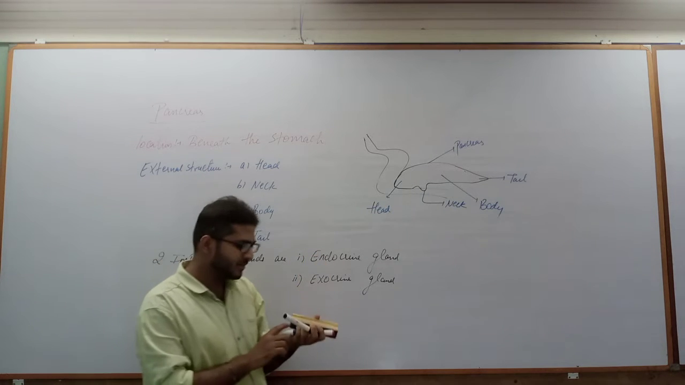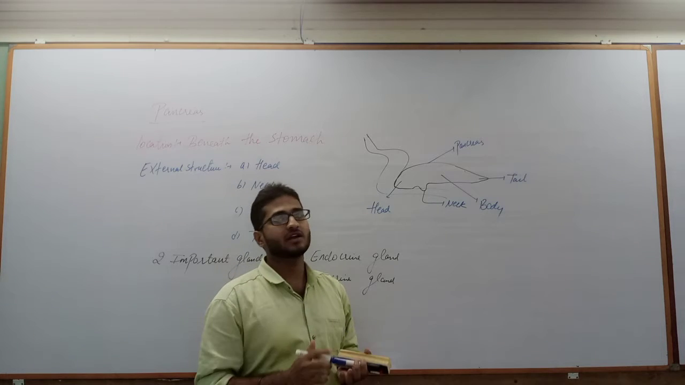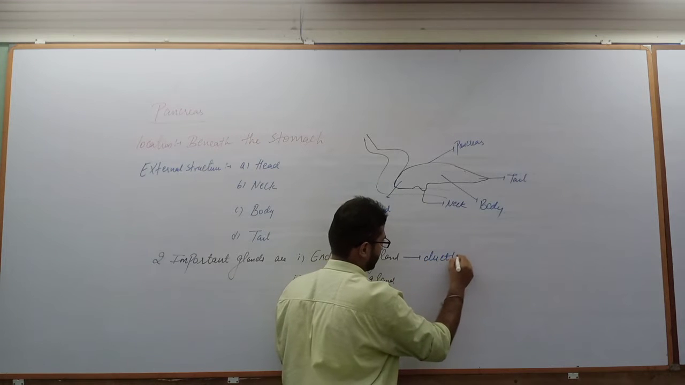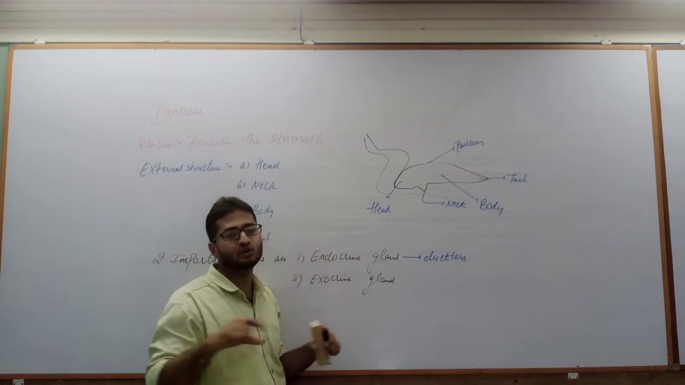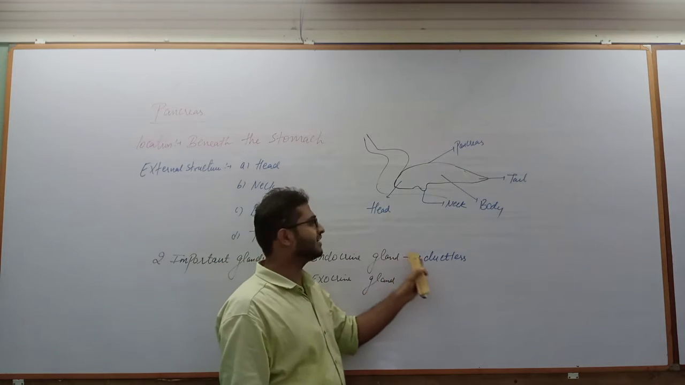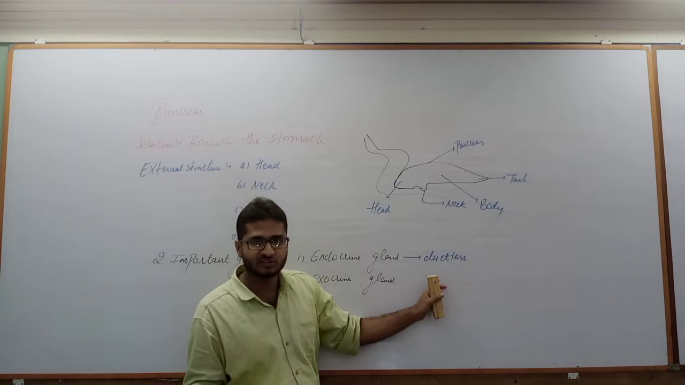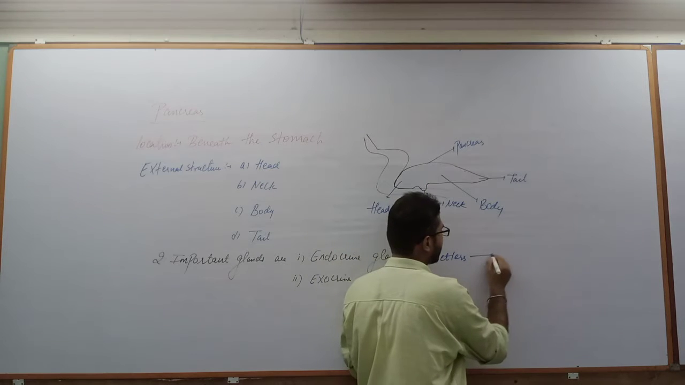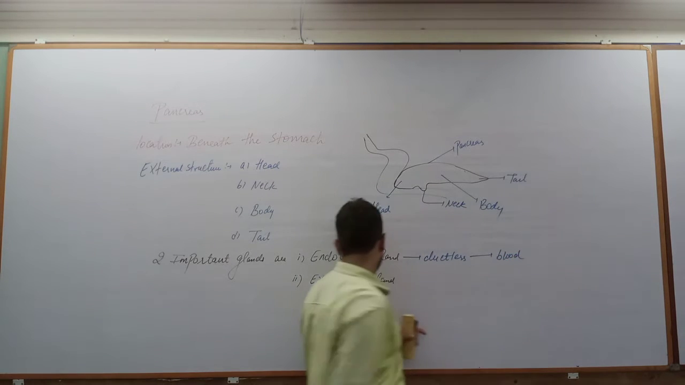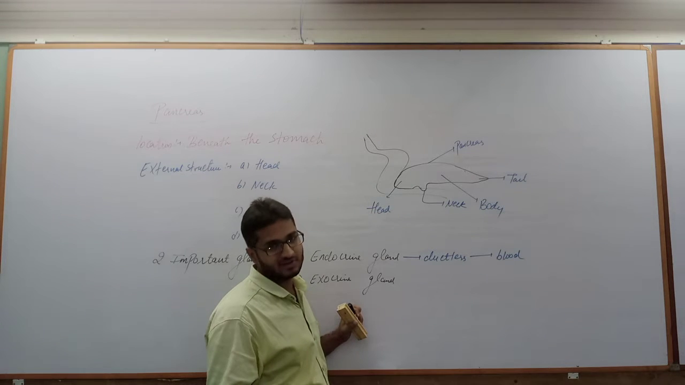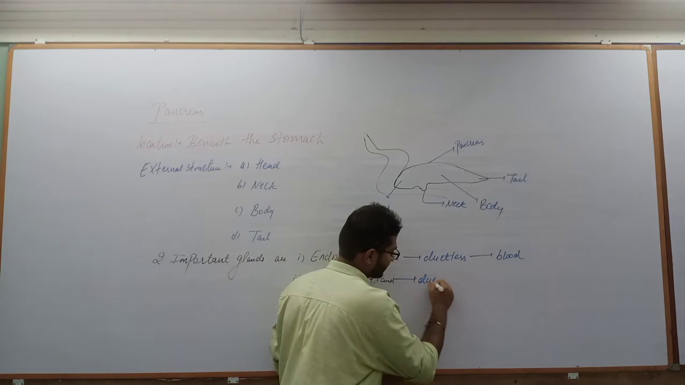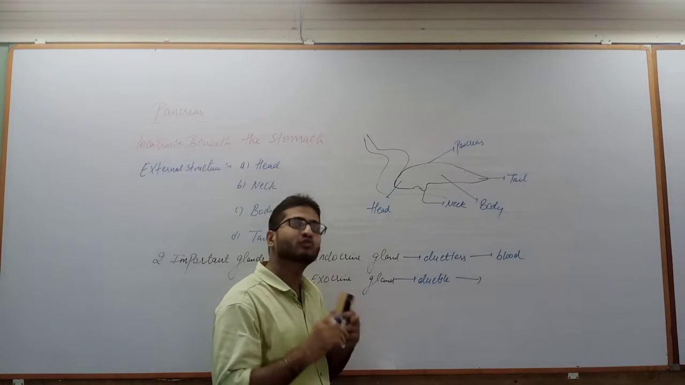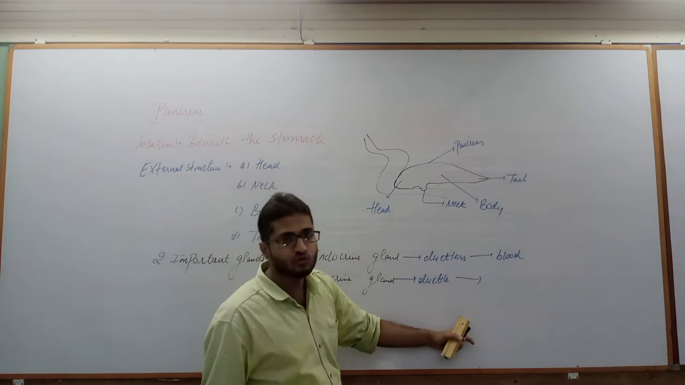Endocrine glands are mainly ductless glands. They are ductless. And now we know what a duct is. Duct means a tube-like structure. So endocrine glands are ductless glands. Whatever secretions endocrine glands have, these secretions are directly poured into the blood. Exocrine glands are ductile glands. Ductile glands means the glands which have a duct, a tube, and through this tube the secretions are poured out.